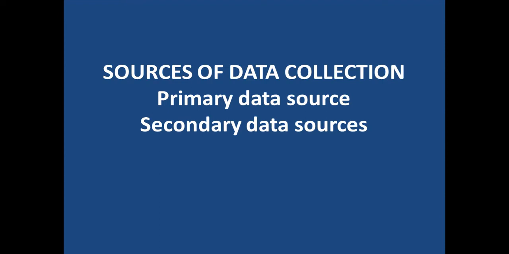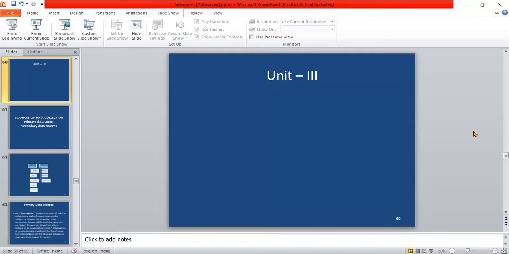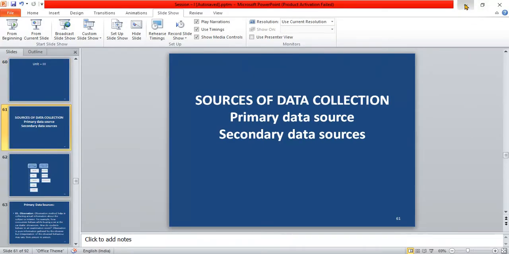You may sometimes need secondary data, which is already published, which has been there in a depository, or in the newspaper or different publications. So that would be the secondary information.